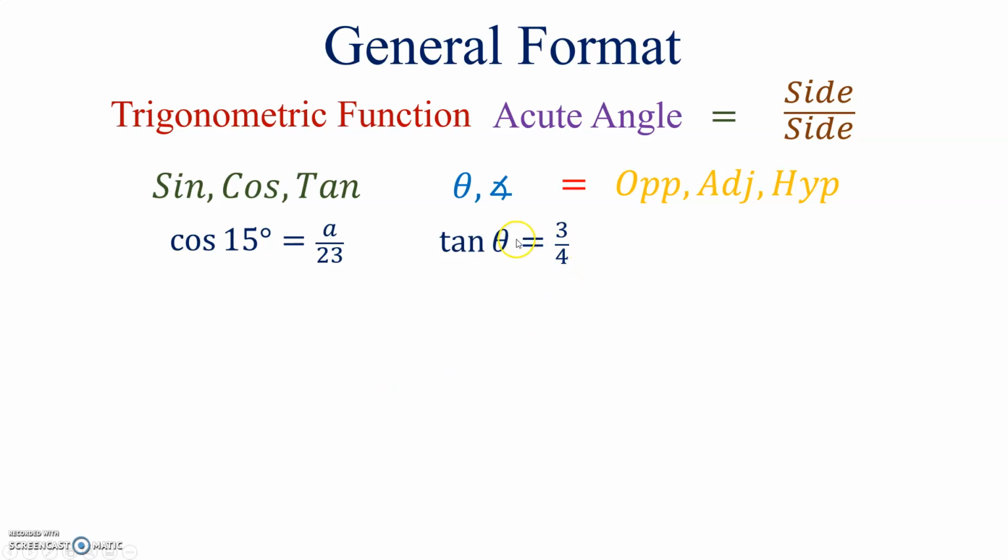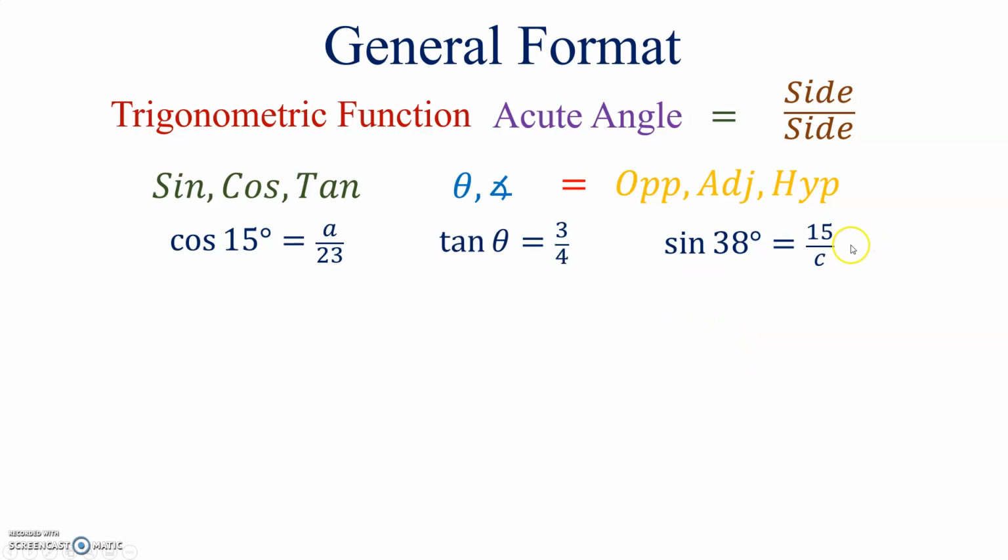Another example, tan theta equals 3/4. Tan is the trigonometric function. The theta represents the acute angle. Obviously, in this case, the acute angle is an unknown quantity. Therefore, we use the theta. The theta symbol is similar to using a variable when we don't know a side. The 3 and 4, that's the ratio of the two sides. 3 represents the opposite side, 4 represents the adjacent, because tangent is opposite over adjacent.